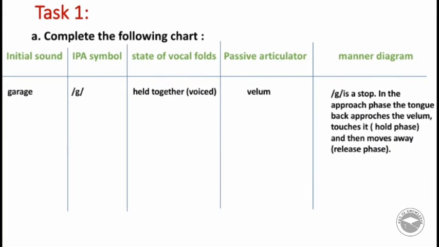The third word is garage. The sound here is G. The vocal cords are held together, so the sound is voiced. The passive articulator is the velum.